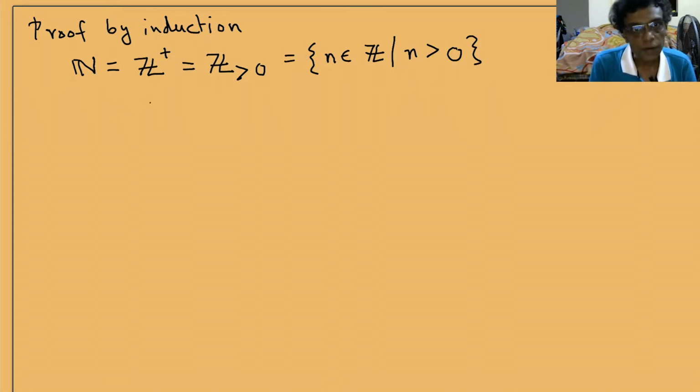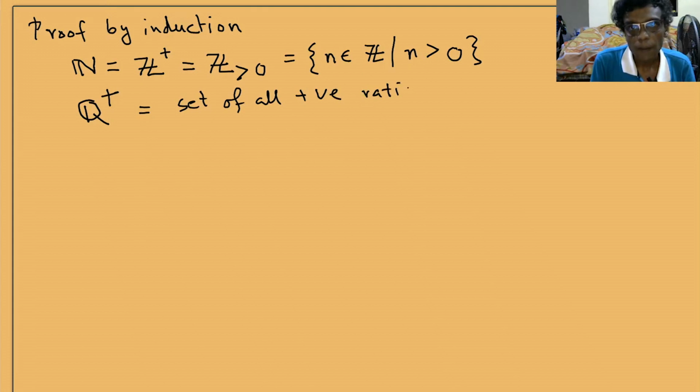Similarly, we may think of sets like this: Q plus, the set of all positive rational numbers, and R plus, the set of all positive real numbers.